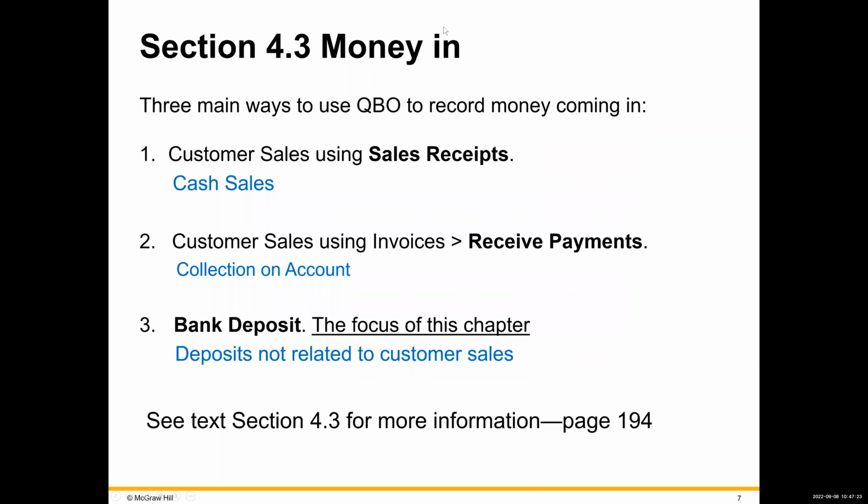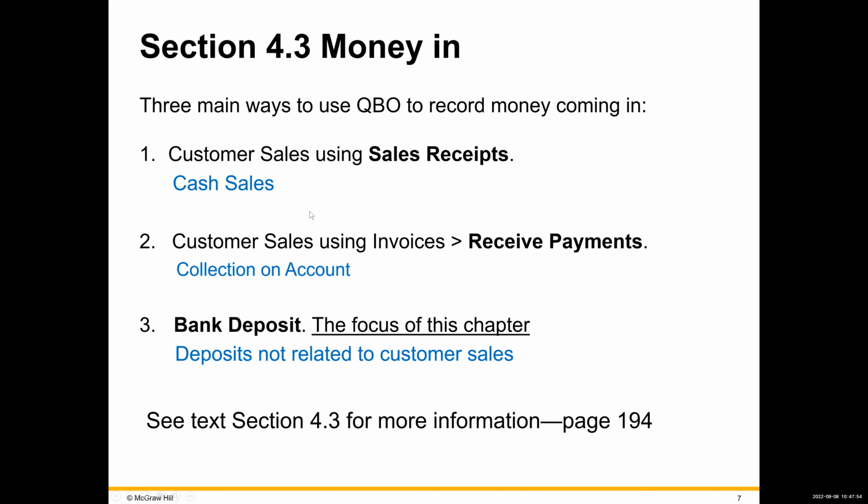Now, as far as money going in, there are 3 main ways to record that money coming in. One is using sales receipts. And I think I told you this in chapter 3, but sales receipts is just cash sales. So you receive money because of a cash sale. So when you think of, in QuickBooks, sales receipts, you think cash sales. That's why you receive the money.